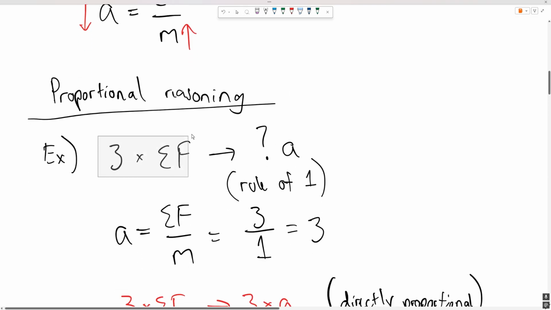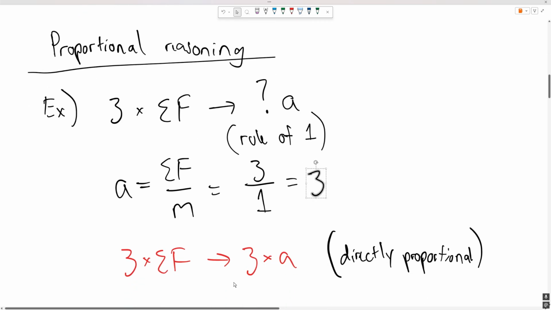So for example, if we triple the net force, what happens to the acceleration? Well, we can use the rule of one. So acceleration equals net force divided by mass. We're tripling the net force and the mass is staying the same, so we plug in a 1. So 3 divided by 1 is 3. If we triple the net force, we get 3 times the acceleration. And this is directly proportional. Whatever happens to the net force, the same thing happens to the acceleration. If you triple the net force, you triple the acceleration.